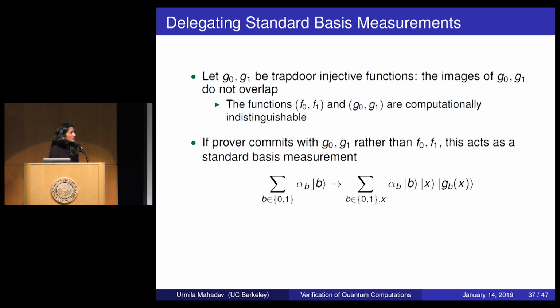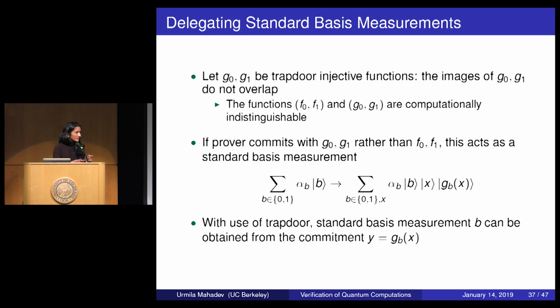So measuring this, the image of G acts as standard basis measurement of the state. So that's the point of switching the functions. The fact that the images are disjoint means that committing to the state is a standard basis measurement of the state. And now the nice thing is that the verifier can just look at the image Y and extract the standard basis measurement from it.